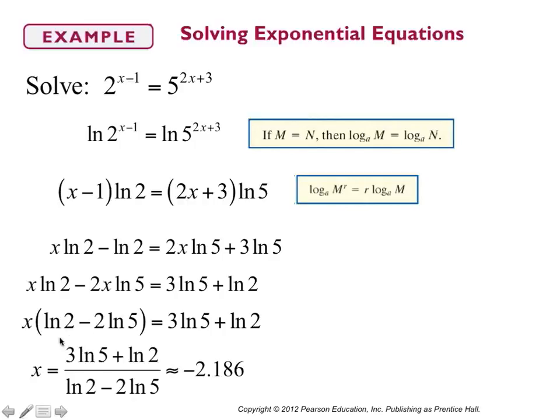And then we can divide by this whole mess that we have attached to our x. So we're left with this really not very nice looking thing: 3 ln 5 plus ln 2, all divided by ln 2 minus 2 ln 5. So this would be your exact answer, and then this one right here is your approximate. I will tell you guys, though, that that's about as bad as it gets. There aren't many equations that are much nastier than that one.